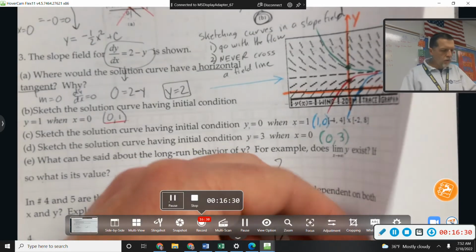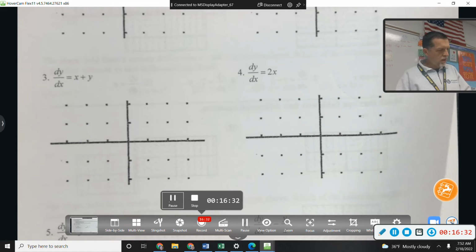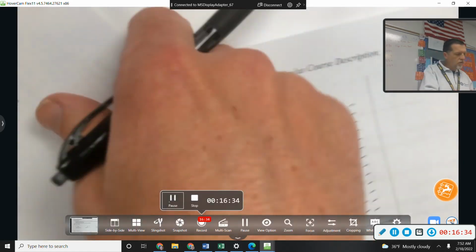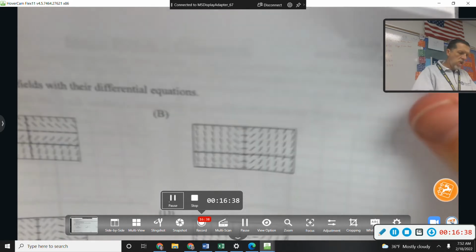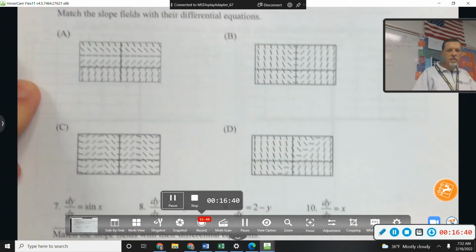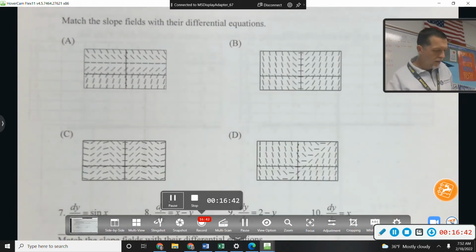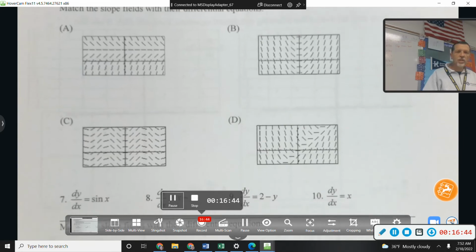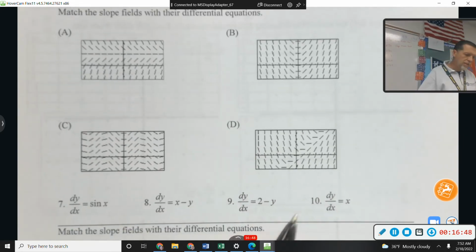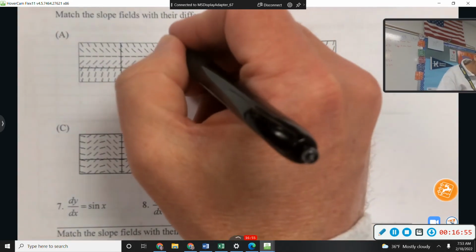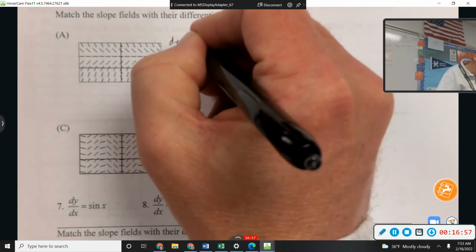Now fast forward to the back of the second page. Page that looks like that has 4 graphs. It's a matching page. Match the slope field with their differential equation. And one way to do that is to think about if it depends on x or y.